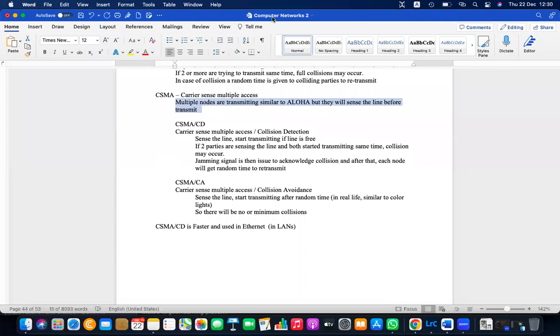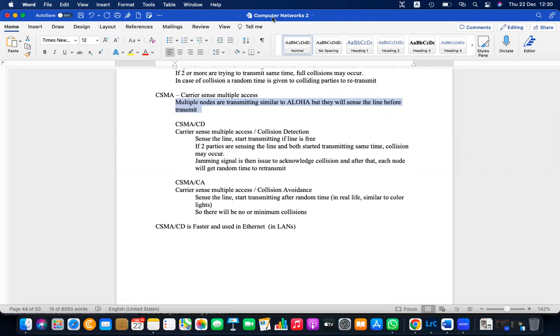If it is sensing the line, how can collisions occur? Can you repeat it, sir? Are you listening to me or doing something else? Okay, then tell me how collisions can occur in CSMA/CD.